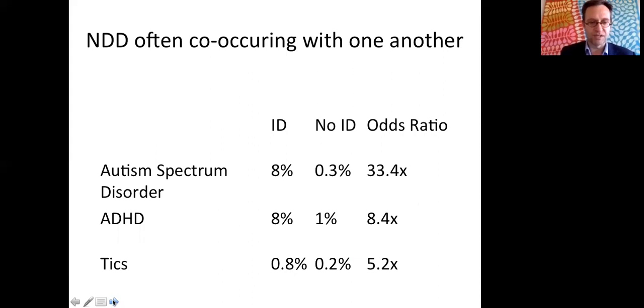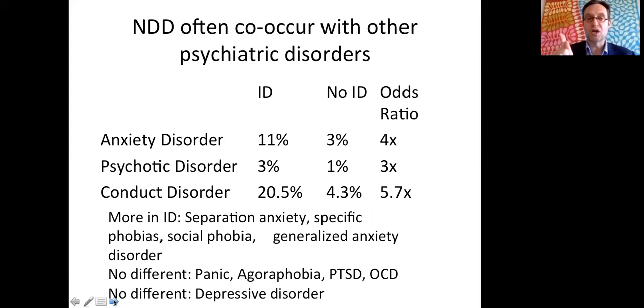Neurodevelopmental disorders, as if that's not enough, also co-occur with other psychiatric disorders, as I've already hinted at. Here you can see the intellectual disability example. You are 4 times more likely to have an anxiety disorder if you have intellectual disability, 3 times more likely to have a psychotic disorder, and 5, almost 6 times more likely to have conduct disorder. So the neurodevelopmental disability puts us more at risk of other psychiatric disorders.